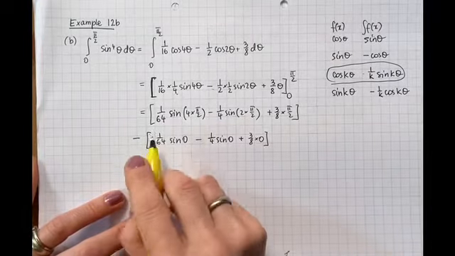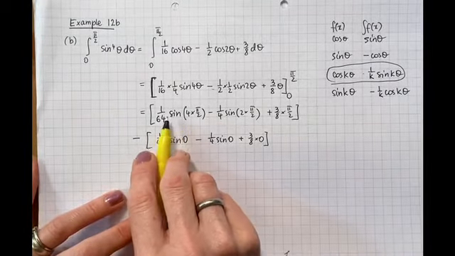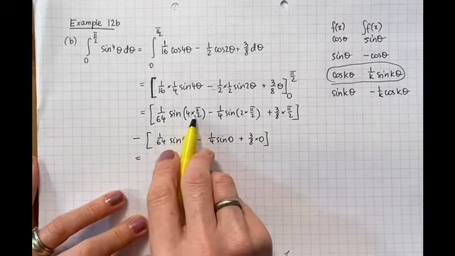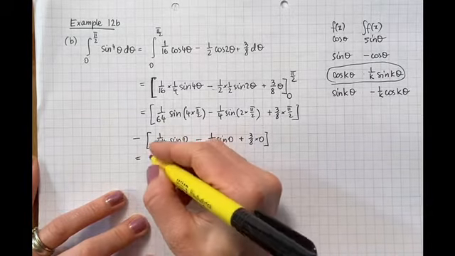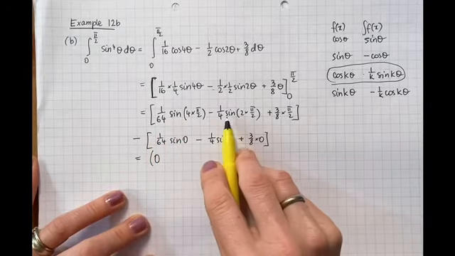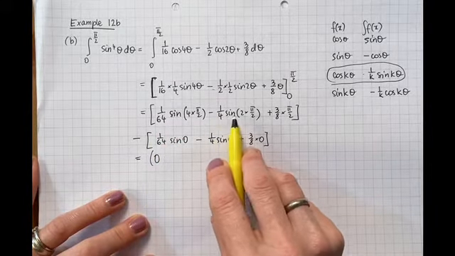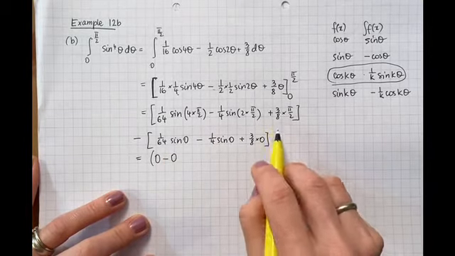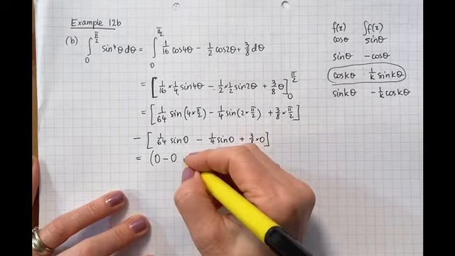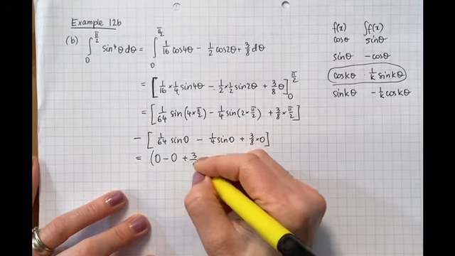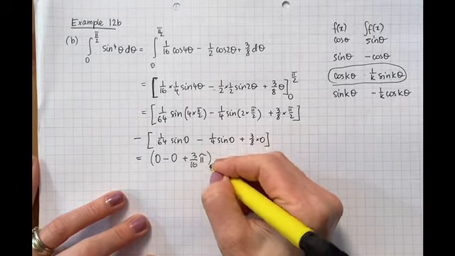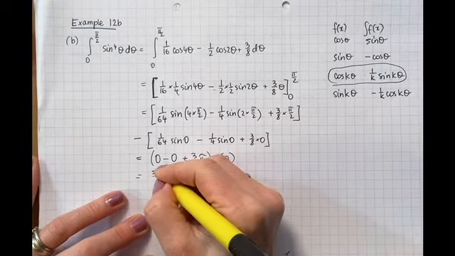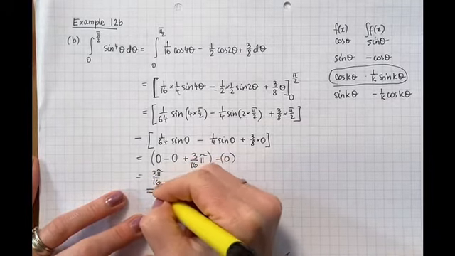Okay, so over here you're going to have 1 over 64, you can pop it into the calculator now, sine 2 pi, so that will give you 0. This one here is going to be 1/4 sine pi, so that's again 0. And this one is going to be 3/8 times pi over 2, so it's 3/16 pi, and then minus 0. So the answer is 3 pi over 16.